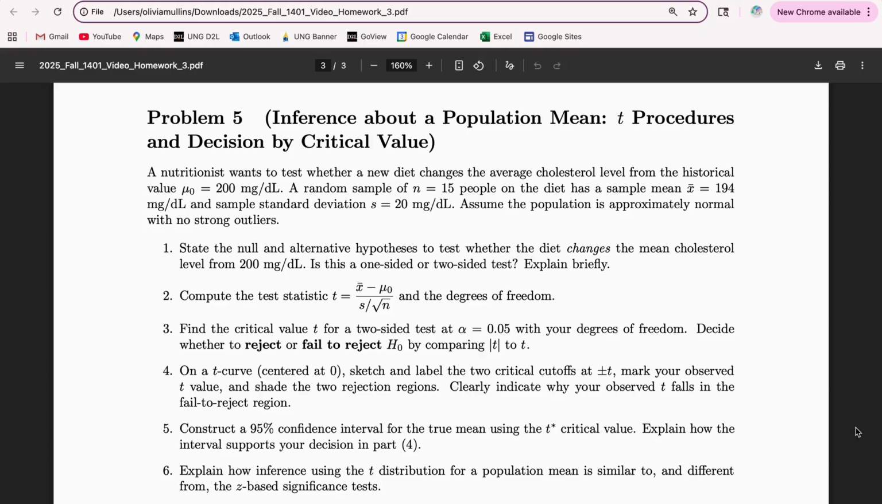That completes all 5 problems. After reviewing them, I hope now you have a better grasp of these concepts.